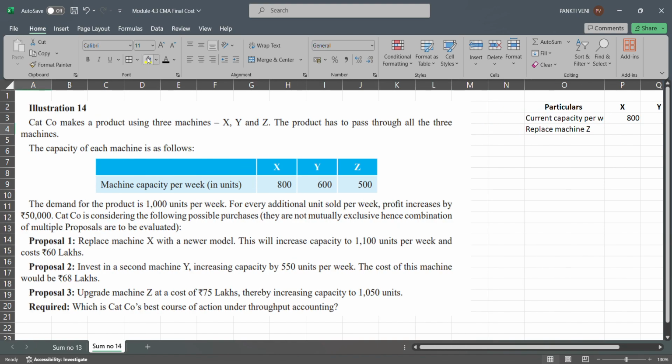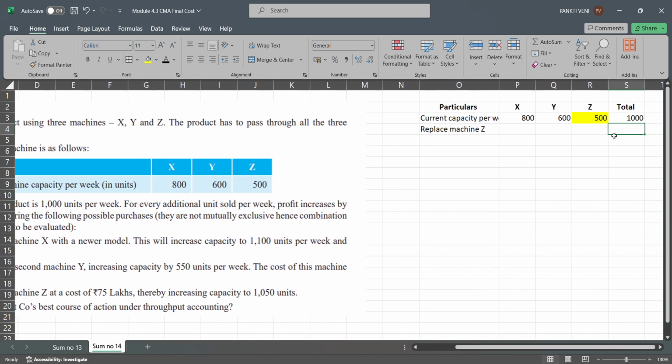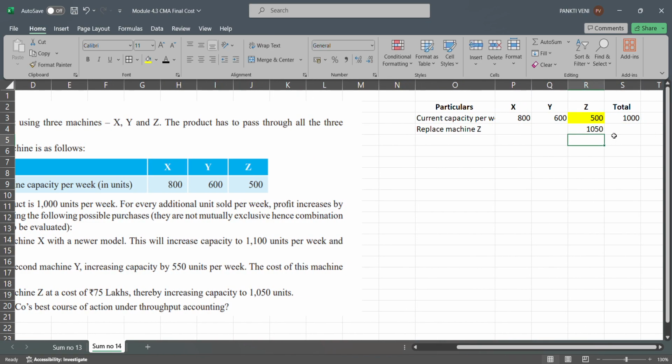So if I replace machine Z, proposal Z, upgrade machine Z at a cost of 75 lakhs, thereby increasing capacity to 1050. So here the capacity is 1050, and 600 and 800. Now if I look into it, my bottleneck is 600. So I will replace machine Y.